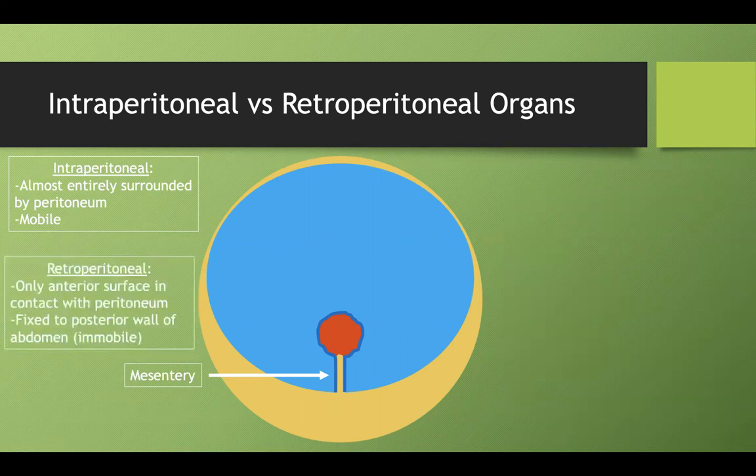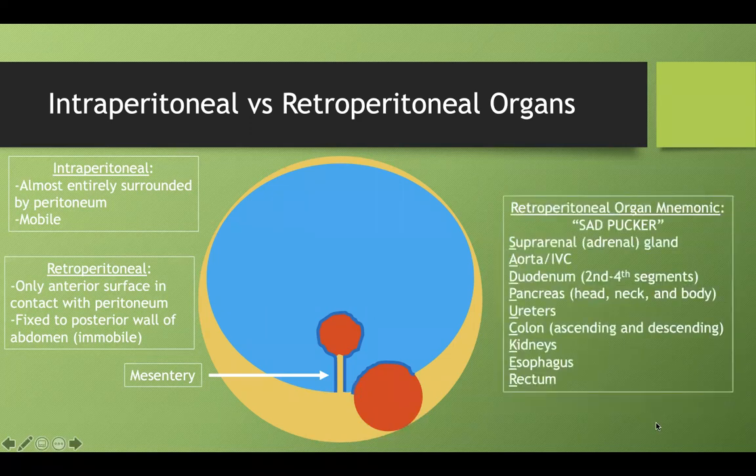On the other hand, let's talk about some retroperitoneal organs. So these organs start in the back, but they don't move up into the peritoneal cavity. They kind of sit where they are. And you can see that only the front surface right here is in contact with the peritoneum, whereas the back surface is just fixed to the wall of the abdomen. So they're immobile. And a mnemonic that's commonly used for these types of organs is the SAD PUCKER mnemonic.